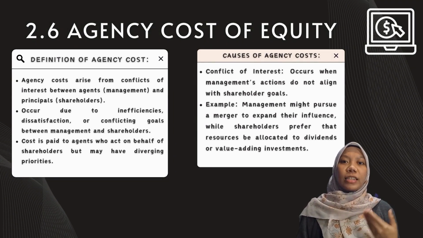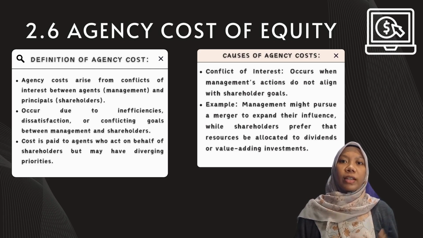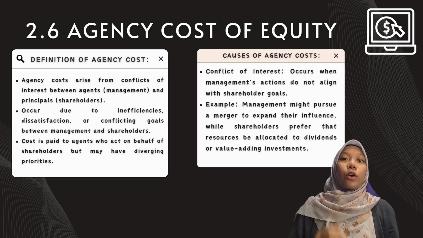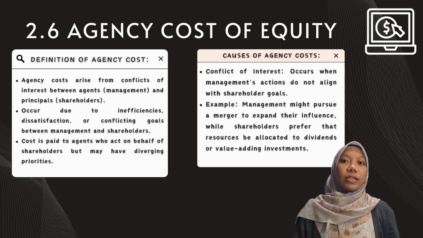Let's continue with agency costs. Now, what exactly are these? Simply put, agency costs arise when the interests of a company's management and its shareholders don't align perfectly. For example, the management might focus on strategies that increase their own control or perks, while shareholders care most about strategies that increase the company's stock value. When management doesn't act in ways that match shareholders' goals, the company incurs what we call agency costs, basically expenses or losses due to misalignment.